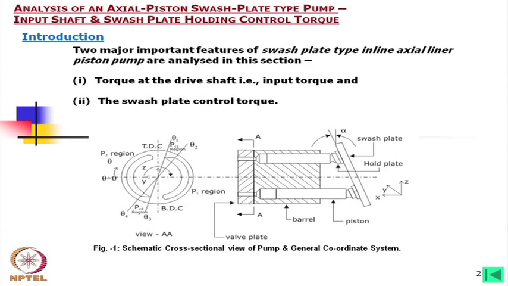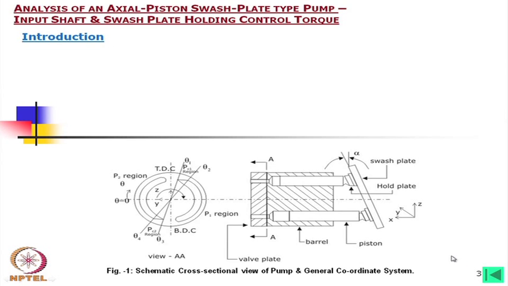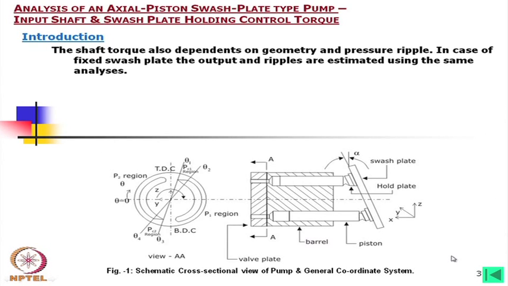So, estimating the swash plate torque is very important to control the swash plate position of such a pump, or maybe also a motor. The shaft torque also depends on geometry and pressure ripple. In case of a fixed swash plate, the output ripples are estimated using the same analysis.